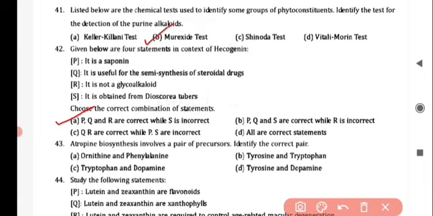Next question is atropine biosynthesis involves a pair of precursors. Identify the correct pair. Now the correct answer is option A, that is ornithine and phenylalanine.